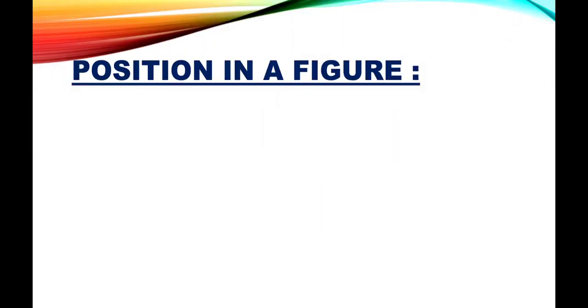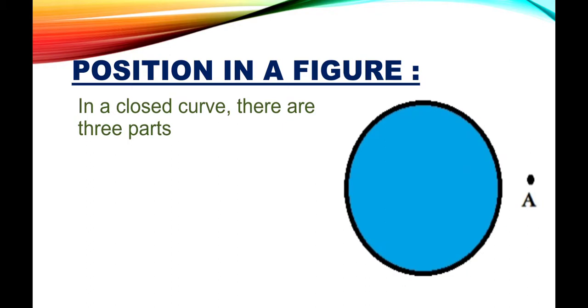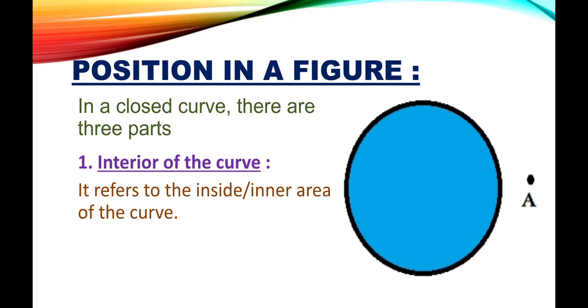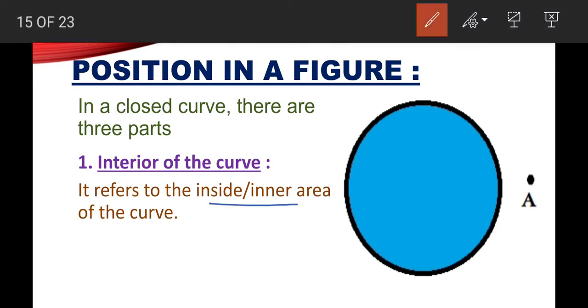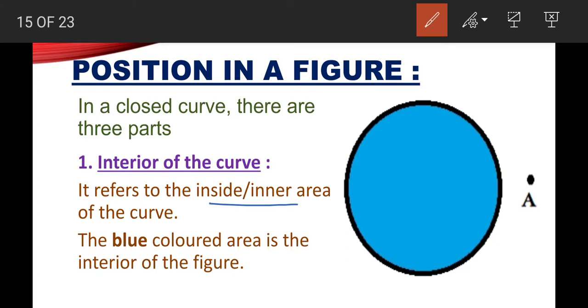Now come to position in a figure. In a closed curve, there are three parts. Here is a closed curve and it has three parts. First one is the interior of the curve. Interior means simply inside. It refers to the inside or inner area of the curve, and the blue color area in the figure is called the interior of the curve.